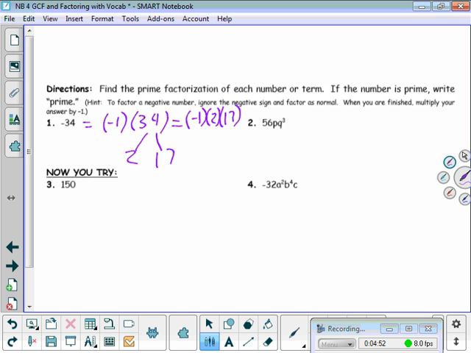56, even or odd? So we're going to start by dividing by 2. How many times will 2 go into 56? That's a good question, isn't it?